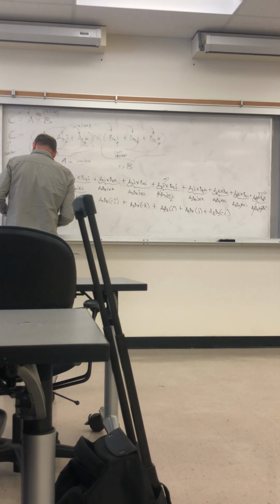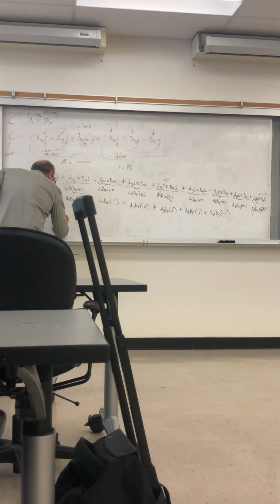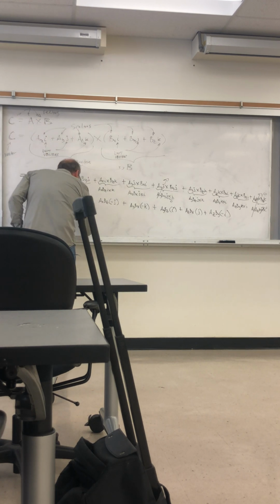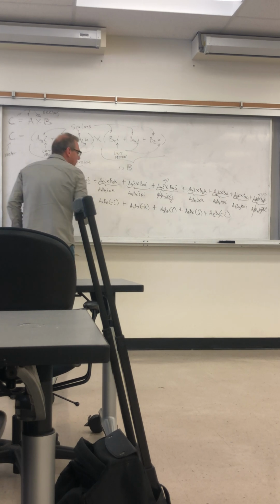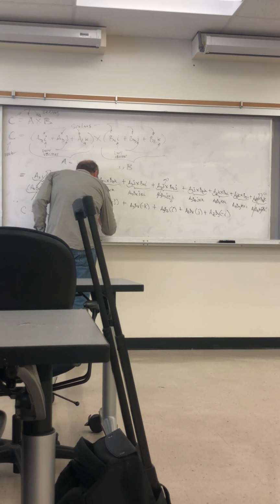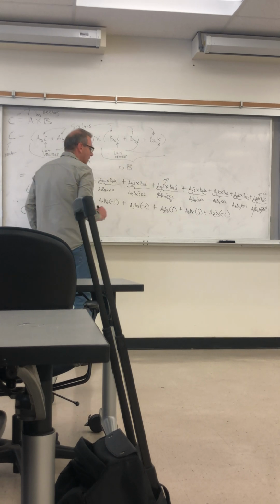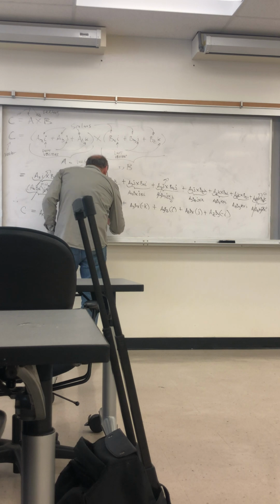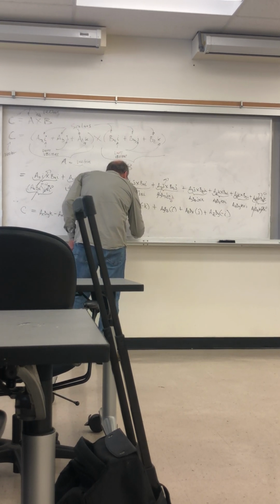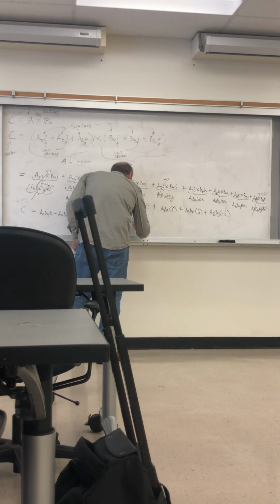a x b y k, minus a x b z j, so I'm putting the negative in front now, minus a y b x k, plus a y b z I, plus a z b x j, minus a z b y I.